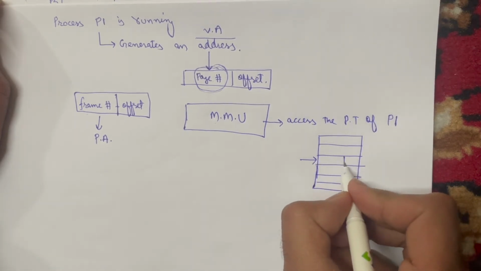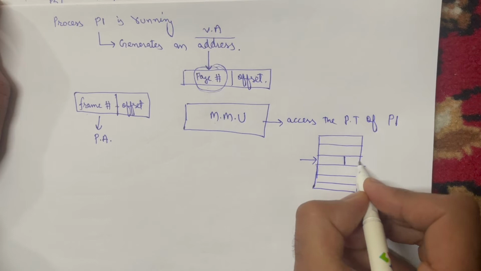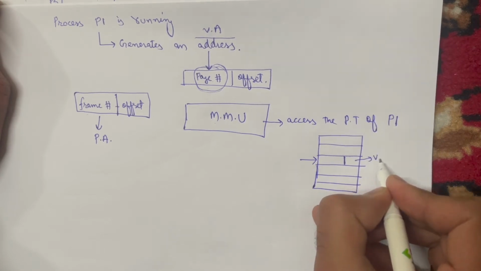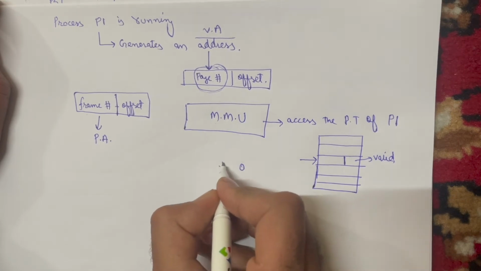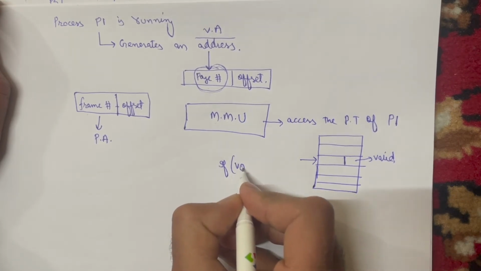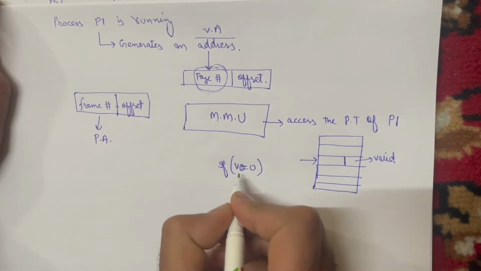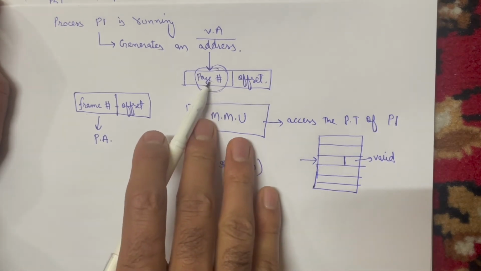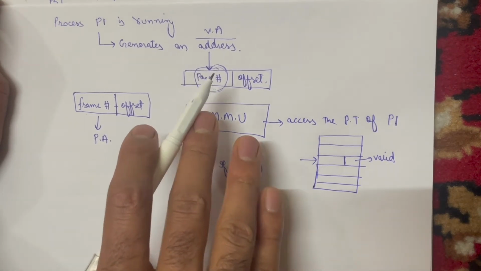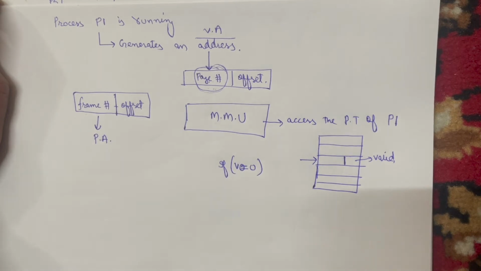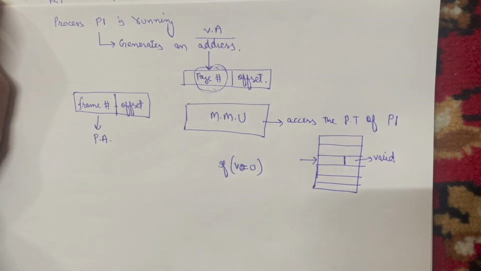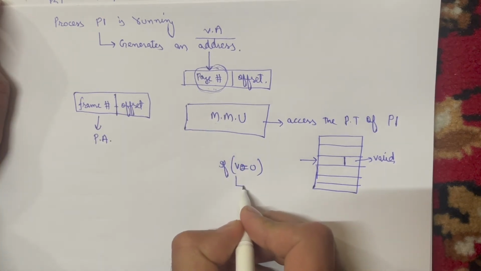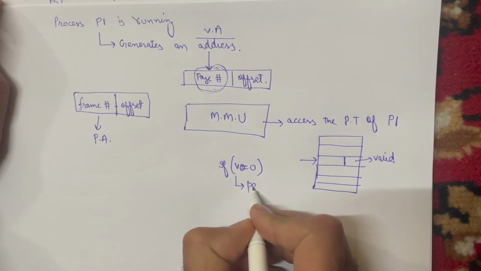In the entry, it will first see this valid bit. If the valid bit is 0, what does that mean? It means that this particular page has not been put into the main memory. If it is not in the main memory, where will it be? It will be in the secondary memory. So it means that there is a page fault.